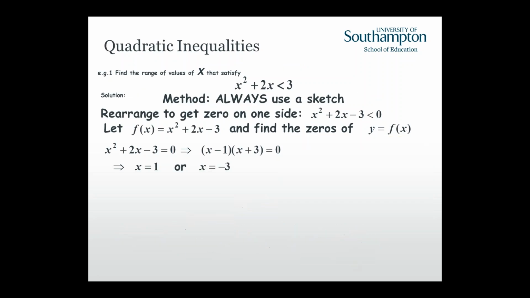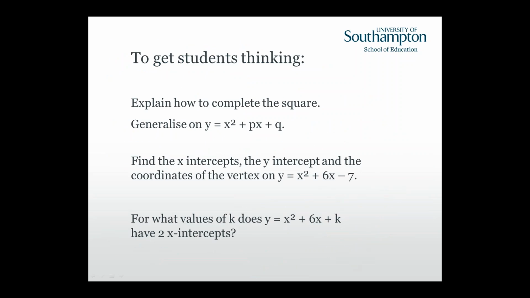Just going back to this one: for what values of k does this have 2 x-intercepts? So if we go back to the b squared minus 4ac, the 2 intercepts will be bigger than 0. So b squared is 36 minus 4k, and that is bigger than 0. Oh, this is in fact just a linear inequality, sorry.